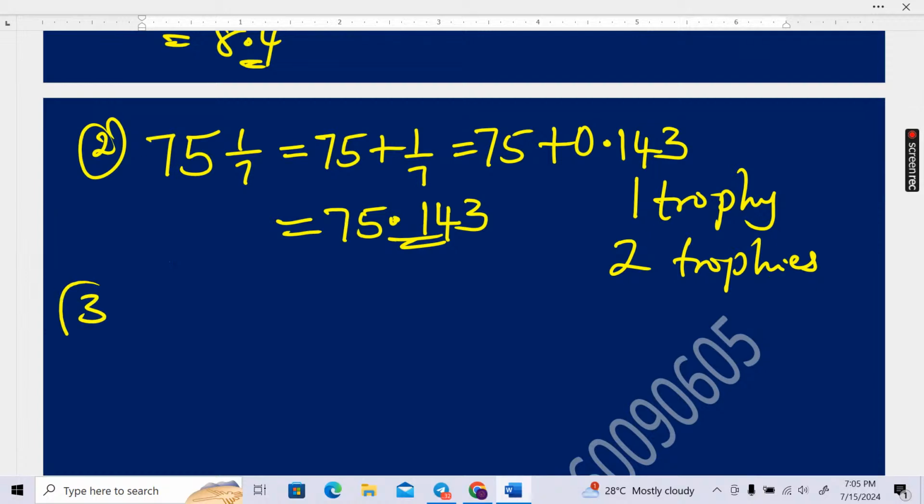Now, the last question for this section. Write 46 whole number 2 over 9 in decimal. 46 whole number 2 over 9 in decimal. Okay, so I'm waiting for your answer in the comment section. This is very simple also. What is 46 whole number 2 over 9?